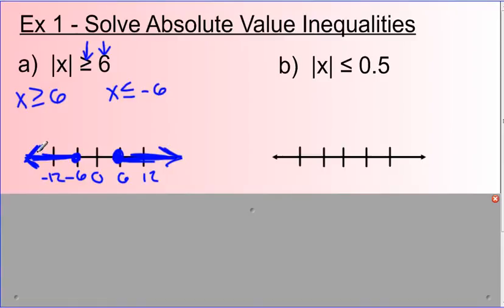Okay? Letter B. So when we separate this, we have x is less than or equal to 0.5. So basically this without the absolute values, that's one of them. And then the other one, you change the inequality and you change the sign. So x is greater than or equal to negative 0.5. And we graph.